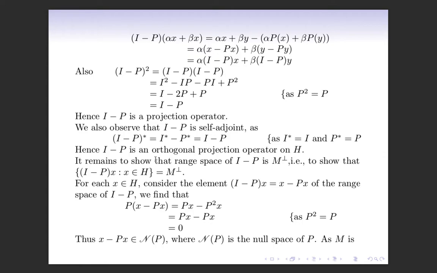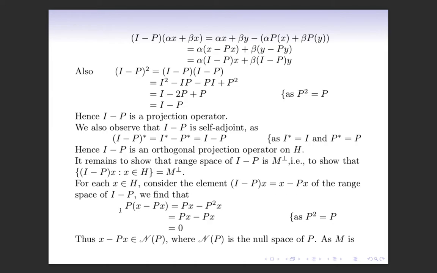So we have an orthogonal projection operator, but we want to show that this is a projection on the orthogonal complement of M. So we have to find the range space of I minus P. Actually, we have to show that the range space of I minus P is the orthogonal complement of M. That is, we have to show that I minus P of X, for X belongs to H, this collection is equal to the orthogonal complement of M. For each X belongs to H, we know that X minus Px belongs to the range space of I minus P.